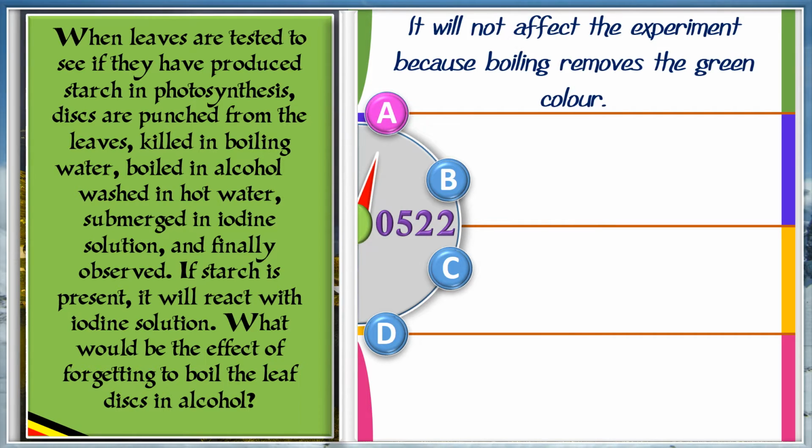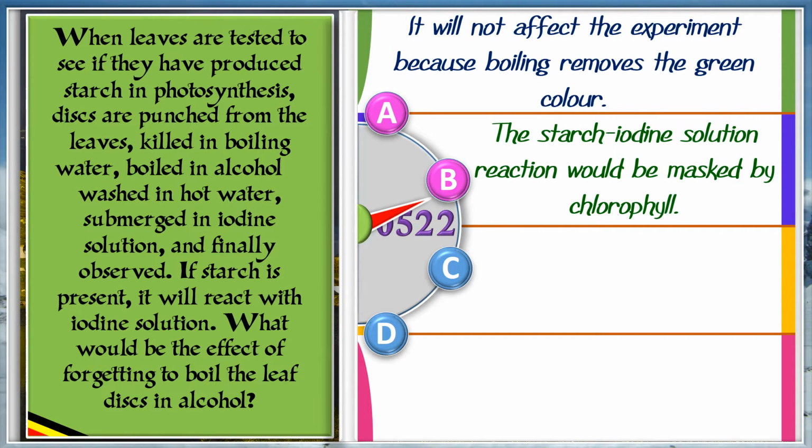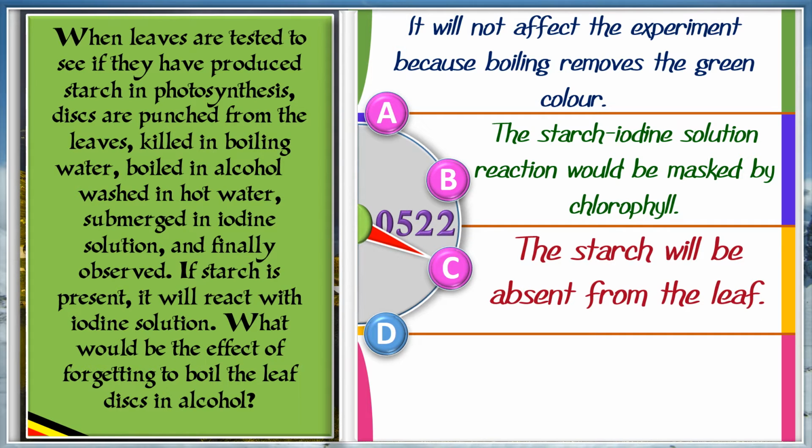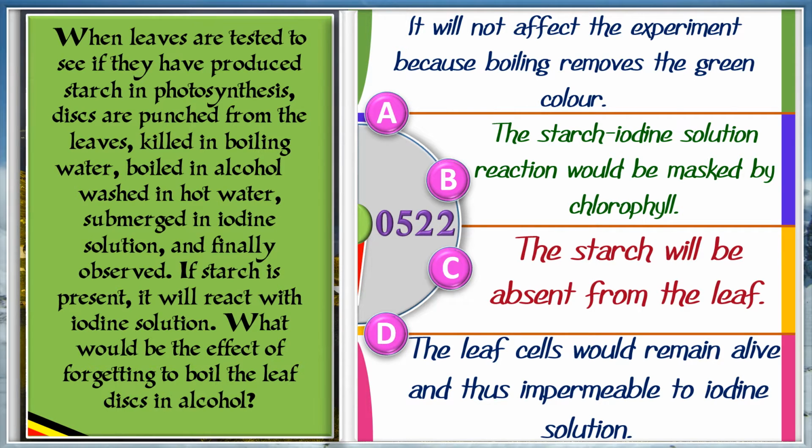A. It will not affect the experiment because boiling removes the green color. B. The starch iodine solution reaction would be masked by chlorophyll. C. The starch will be absent from the leaf. D. The leaf cell would remain alive and thus impermeable to iodine solution. And the answer is B. The starch iodine solution reaction would be masked by chlorophyll.